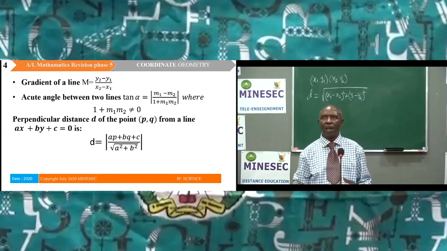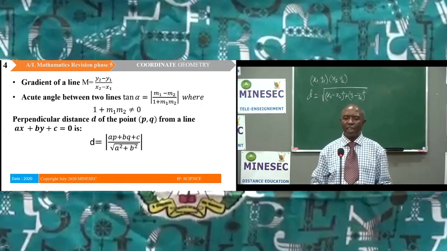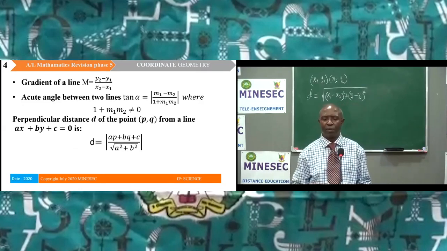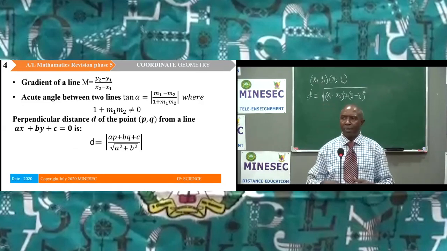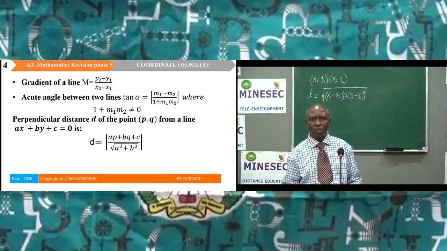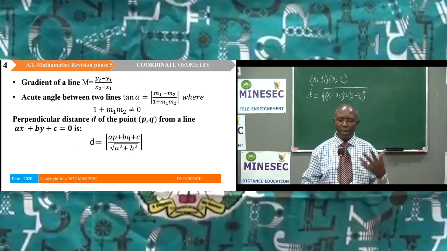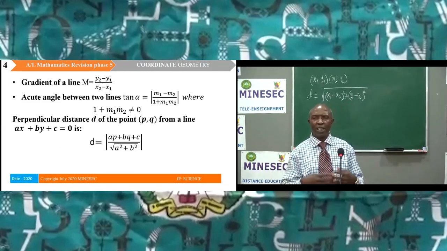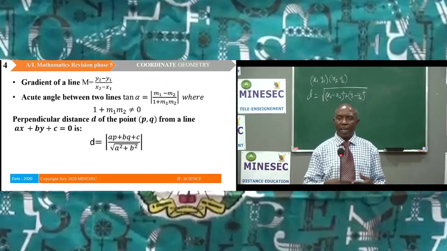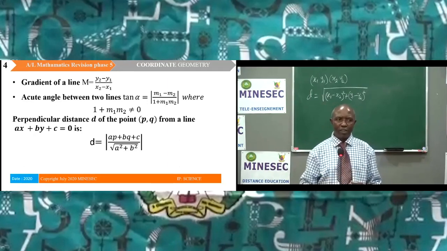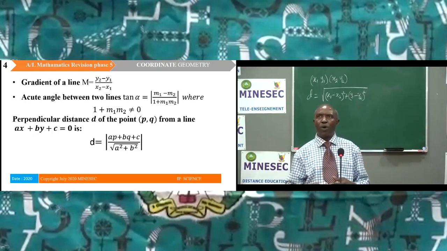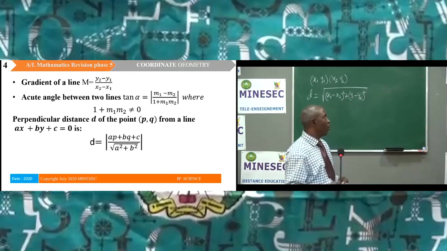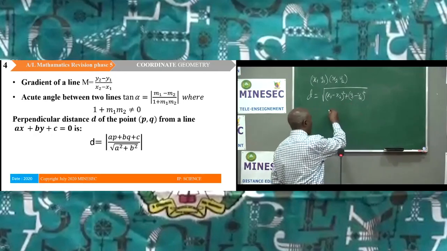The gradient of a line. The gradient of a line is the change in y divided by the change in x. Remember that the gradient of a line can be positive or it can also be negative. Once we draw a line and it is from left to right, the gradient of that line will be negative. If it is from top right to bottom left, then the gradient is positive.